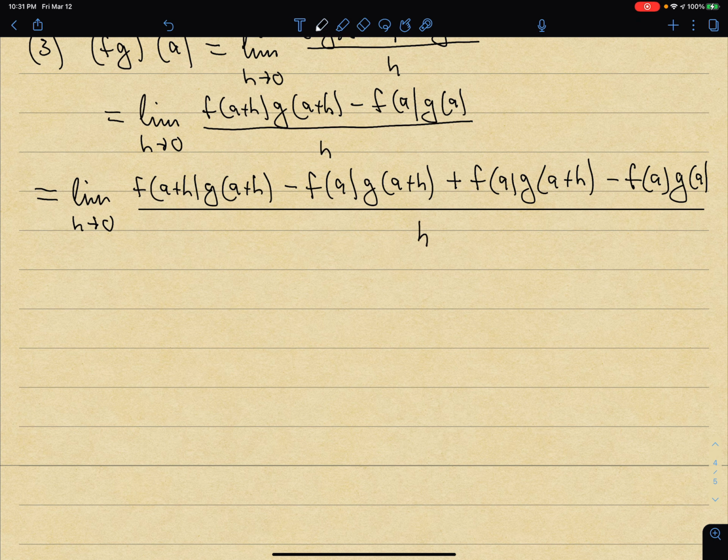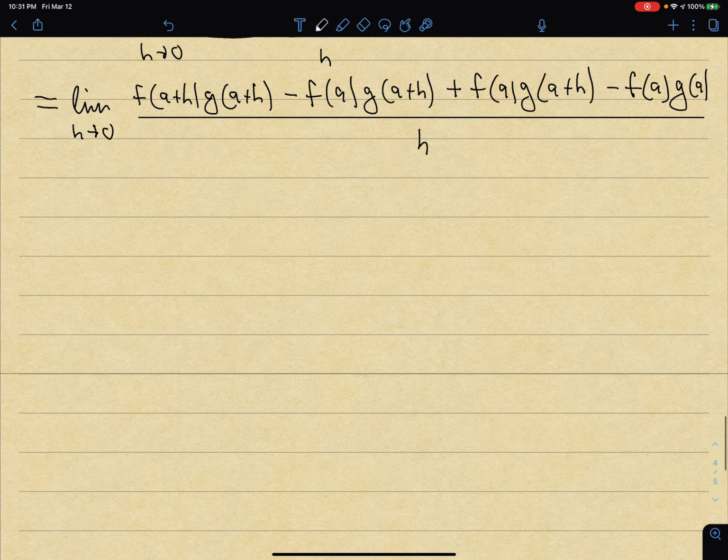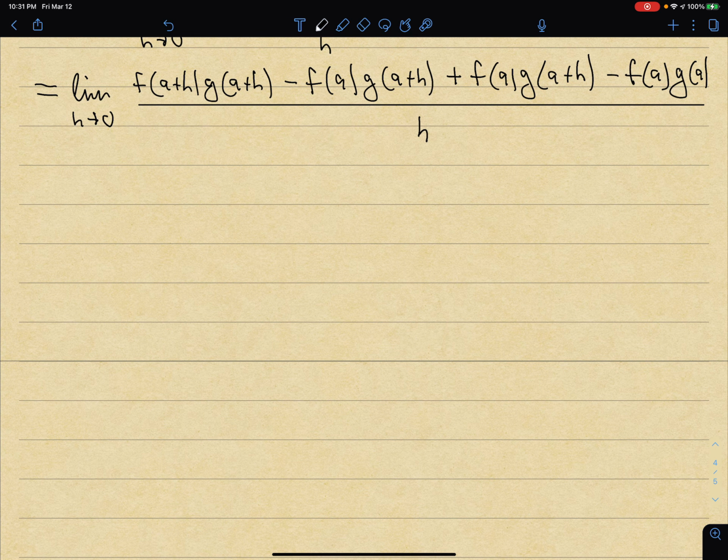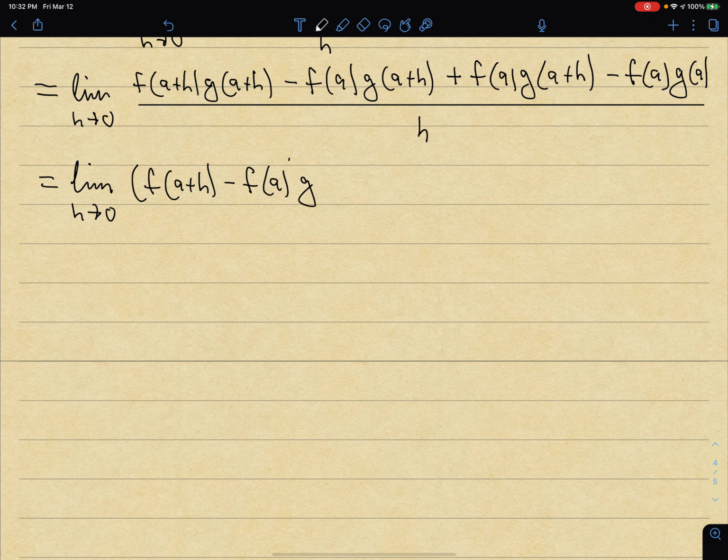So now I can group similar terms here. And things actually are not going to look that bad because what is this? This is the limit as h goes to 0. Common factor g of a plus h. So I'll pull it out. And if I pull it out, what I have left is f of a plus h minus f of a times g of a plus h, right? g of a plus h is a common factor.